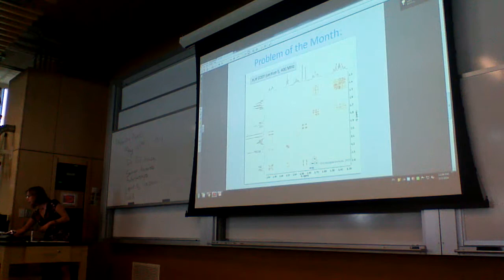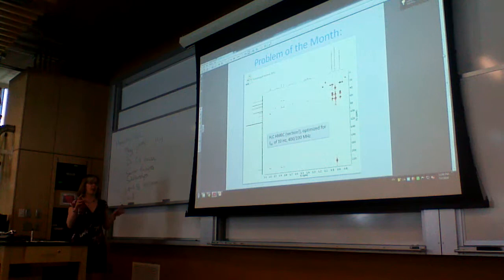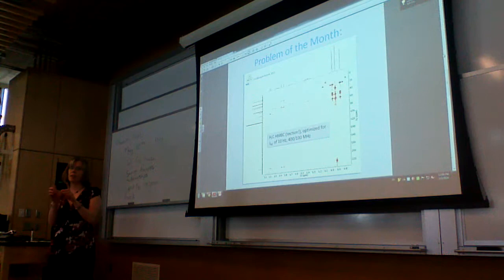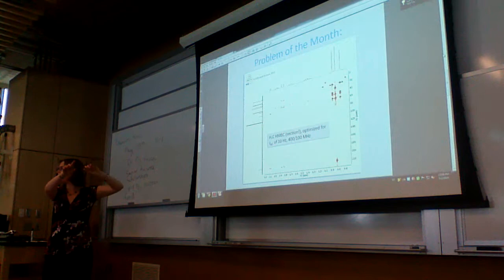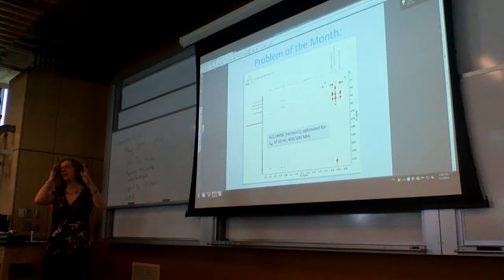HMBC tells you, where's this example? Here it is. It tells you a CH relationship, but it's not the one bond coupling that the HMQC does. The HMBC actually gives you two or three bonds, and so you can see, oh, here's this hydrogen that's attached to this carbon, here's the carbon that it's attached to. So if you use the HMBC in correlation with the HMQC or a carbon or a COSY, you can then decide, oh, these two carbons are next to each other, and that will help you piece together.